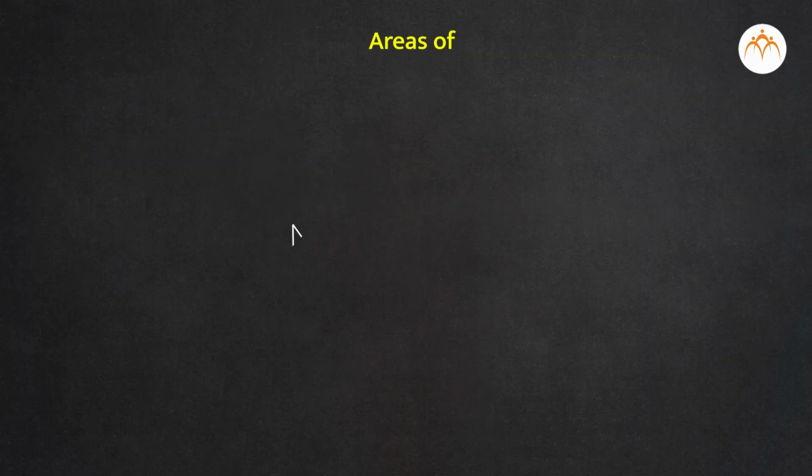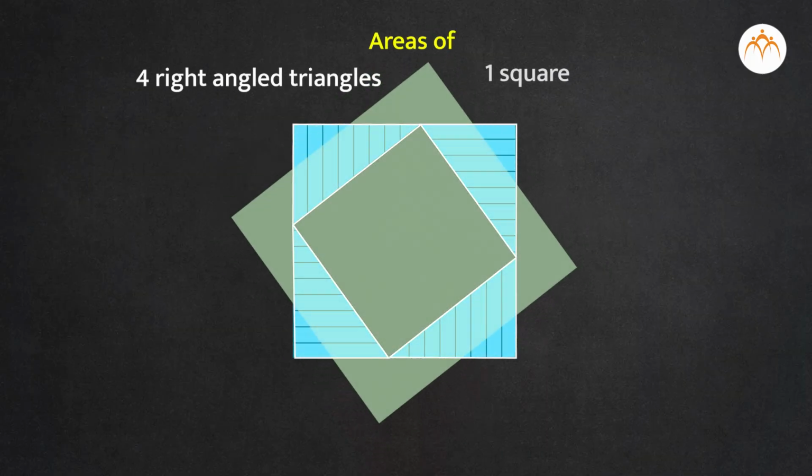Proof of the Pythagoras Theorem. There are various methods to prove the Pythagoras Theorem. We have proved the Pythagoras Theorem by using the areas of 4 right-angled triangles and 1 square.